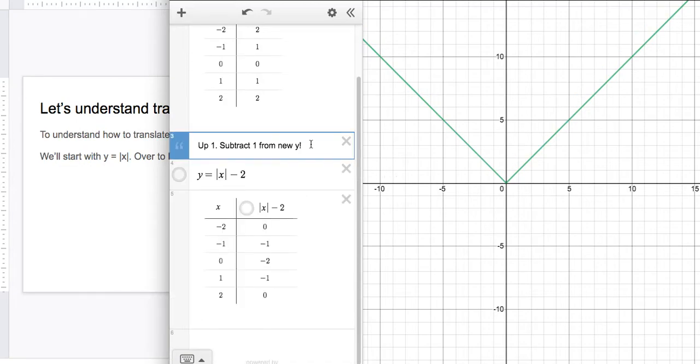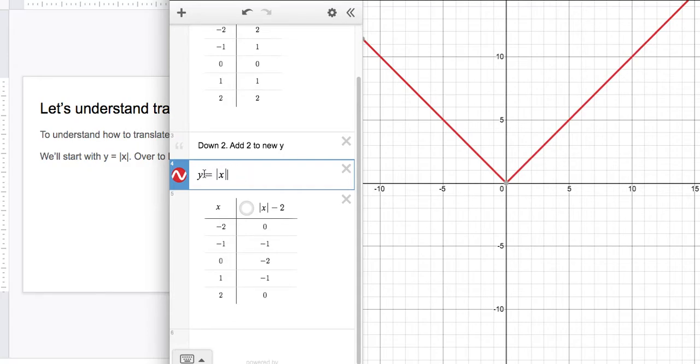Aha, now let's look at this one. This one did what we thought, down 2. So what would I have to do to my new y's to get back to my old y's? I'd have to add 2 to my new y's, which, if I were to rewrite it, that's what it would look like.